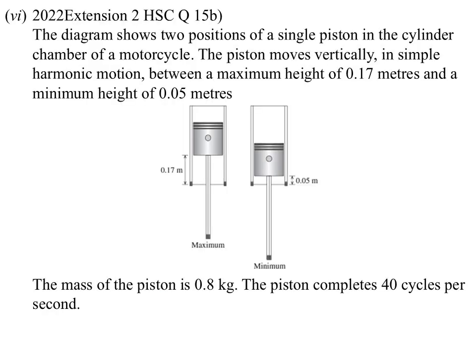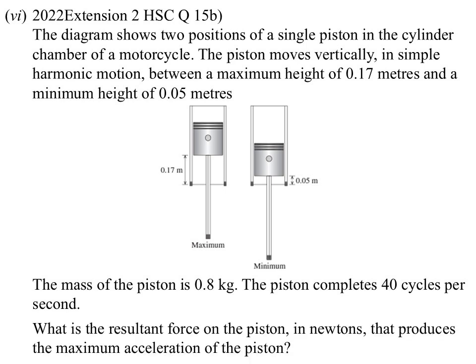Now let's finish off with this one. Okay, we've got 2 pistons. Oh, sorry, it's 1 piston, but 2 positions of the same piston. One when it's at its maximum height, one when it's at its minimum height. We're told the mass of our piston, and we know how many cycles it completes per second. What's the resultant force on the piston in newtons that produces the maximum acceleration of the piston? So this wasn't one of these scaffolded questions, it's one of these ones where you've got to put everything together and come up with the solution.